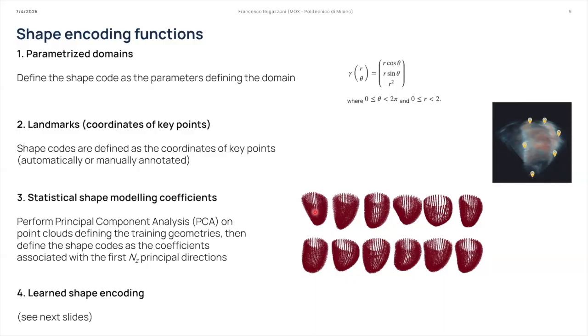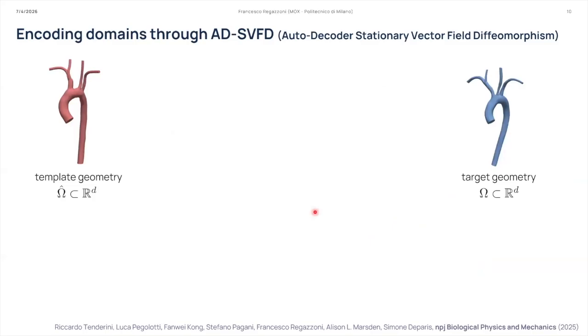Or we can even think of learning a way to define a shape encoding, and this is what I'm going to address now. So one approach that we proposed is what we call the ADSVFD, that is autodecoded stationary vector field diffeomorphism.